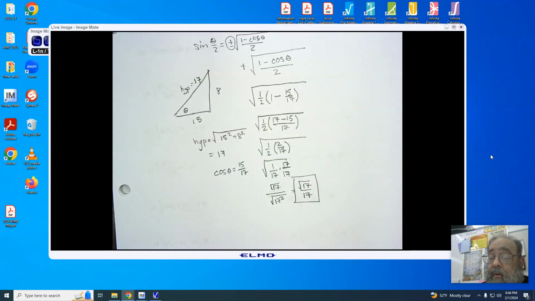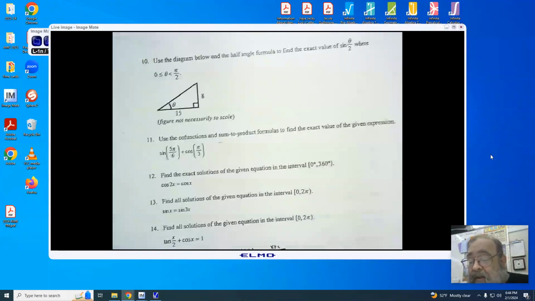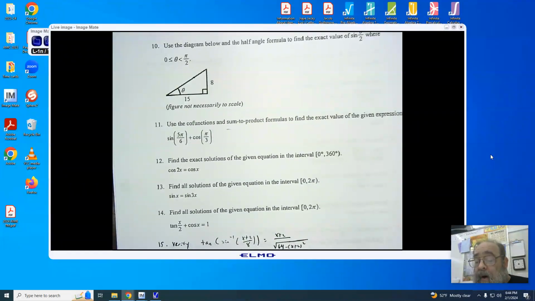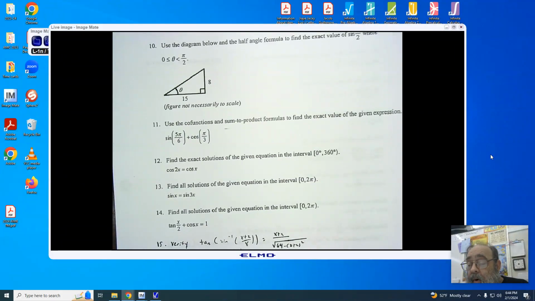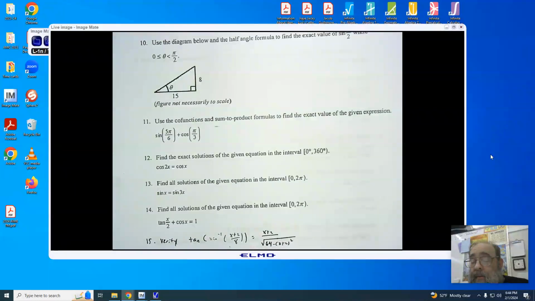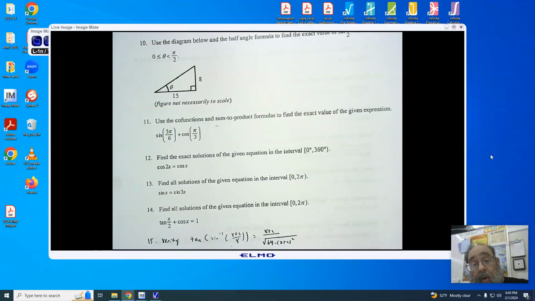We're now going to go to number 11. Number 11 says use the cofunctions and sum to product formulas to find the exact value of the given expression: the sine of 5 pi over 6 plus the cosine of pi over 3. Please be aware you have several choices that you can use, and it becomes your choice which one you're going to do. I'm going to show you both.